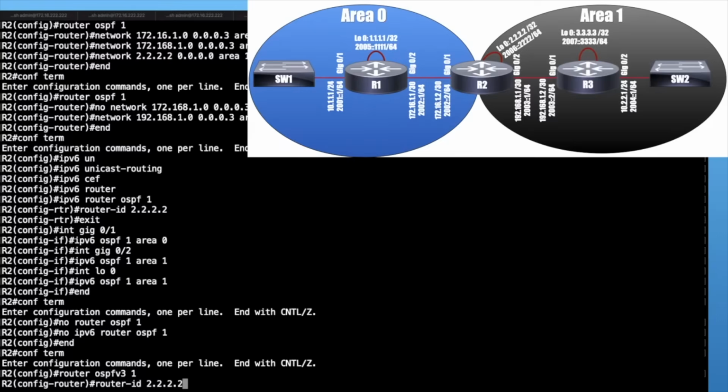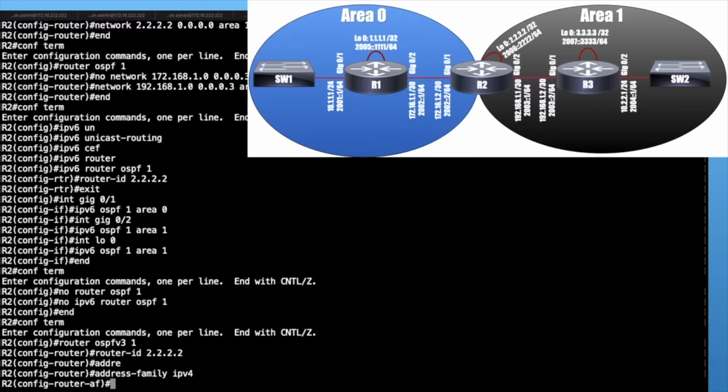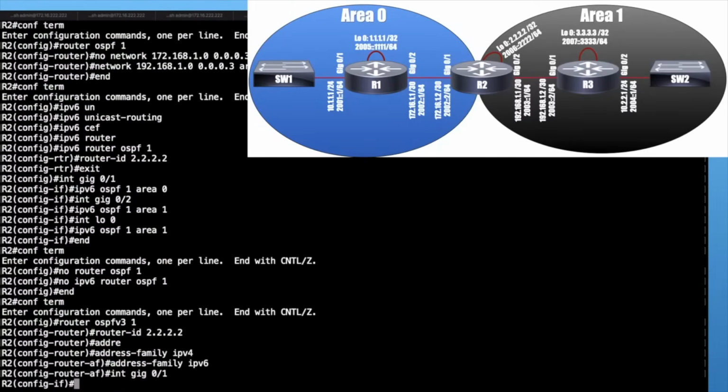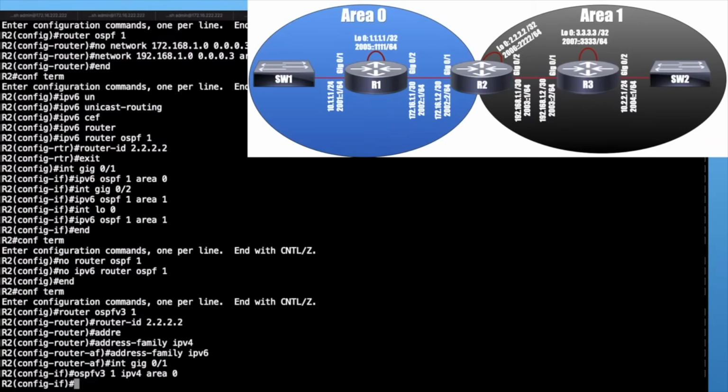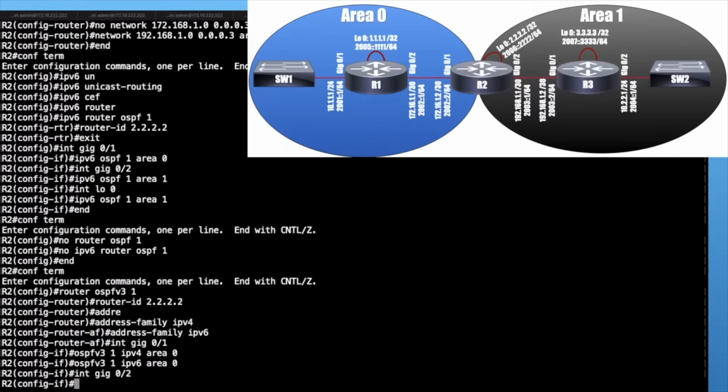No passive interface here, so let's just create the address families. I'll say address-family IPv4, address-family IPv6, and then we go right to the interfaces and say, I want you to belong to both of them. OSPFv3, process ID 1, IP version 4 address family, you belong to area 0. I want to make sure that's correct. That's gig 0/1. Yes, that looks good. Also, for IP version 6, same thing. Let's go into interface gigabit 0/2. These are going to belong to area 1.